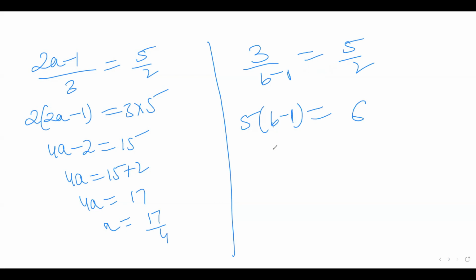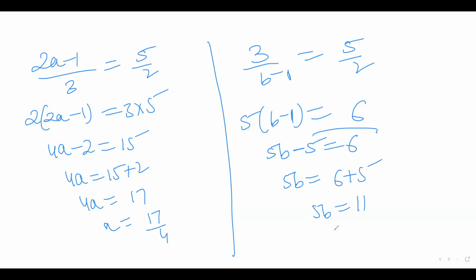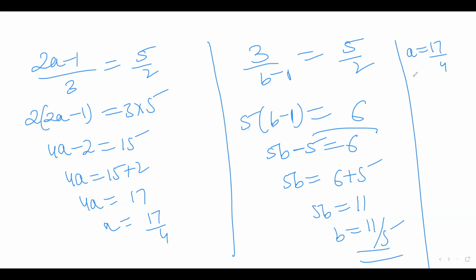5 into B, 5B minus 5 is equal to 6, transpose. 5B is equal to 6 plus 5. 5B is equal to 11. B is equal to 11 by 5. That's it. So the final answer is A is equal to 17 by 4, B is equal to 11 by 5.